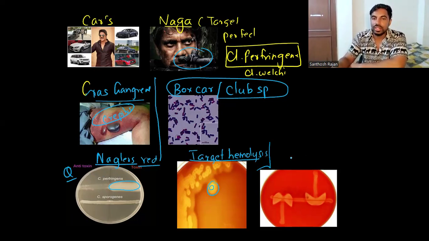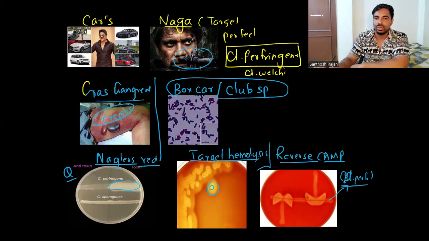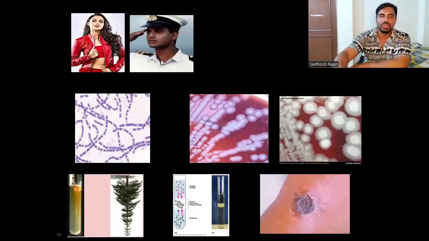This is a CAMP test, but reverse CAMP. Normal CAMP is given by Streptococcus group B, that is agalactiae. Here reverse CAMP is done by Clostridium perfringens; our Naga is a little bit crazy, so he goes reverse CAMP. In reverse CAMP, instead of streaking Staph aureus, you streak the Clostridium perfringens. Same thing, nothing different, just the Staph is replaced by Clostridium perfringens. So remember: target, reverse CAMP, boxcar, club, Nagler. This all goes to Mr. Perfect Naga, who has a lot of cars with him.